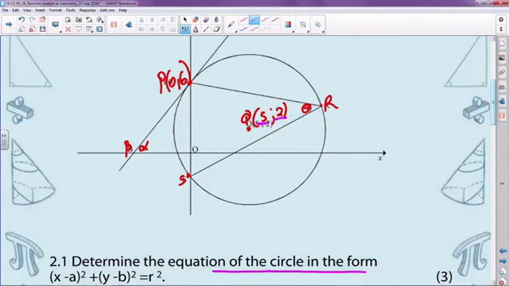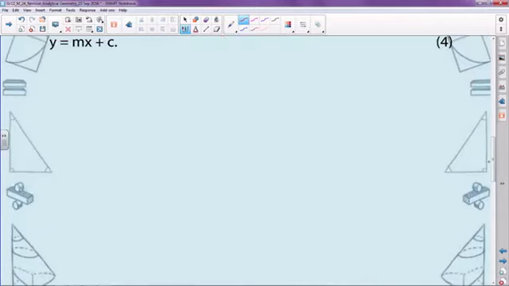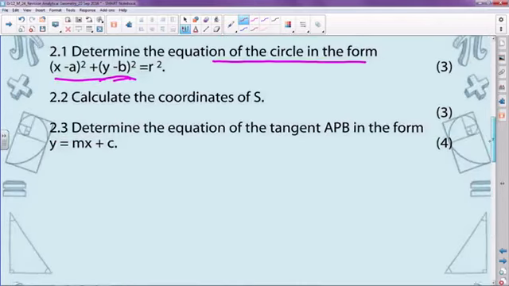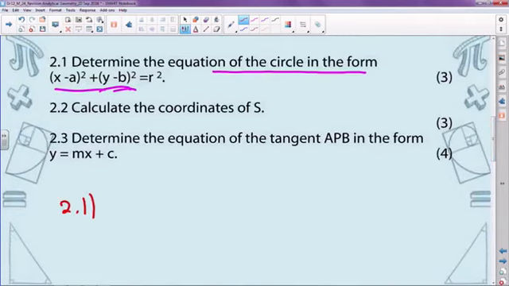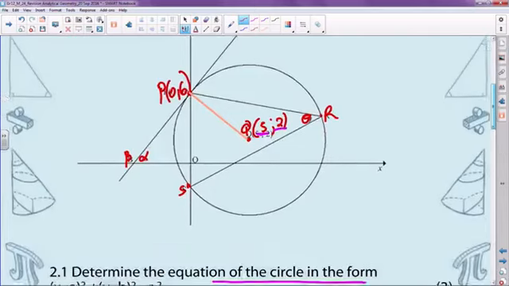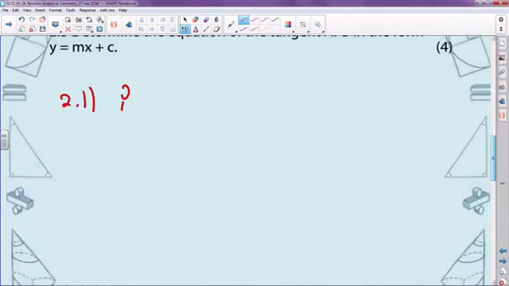Now, if I join this point Q to that point P, that length is going to be the length of the radius of the circle. We're going from the center of the circle to the circumference of the circle. So obviously that length would give us the radius. So to work out the radius of the circle, we need the length of PQ. Just using our distance formula here, P is the point (0, 6) and Q is the point (5, 2).